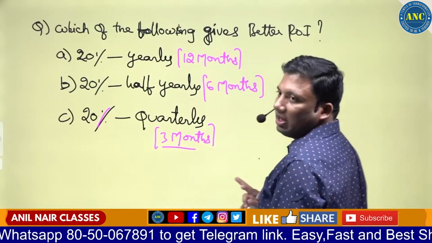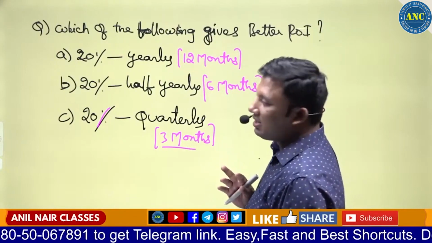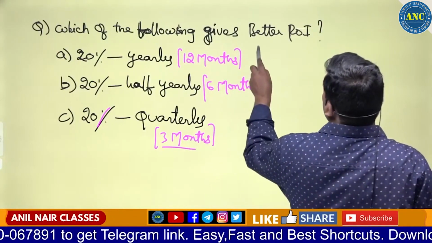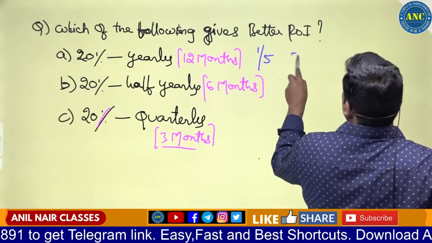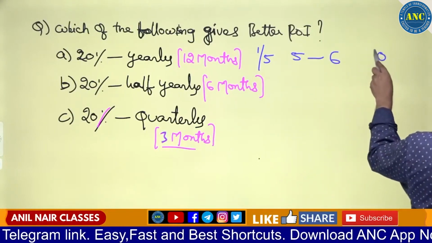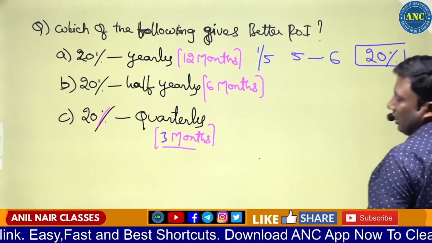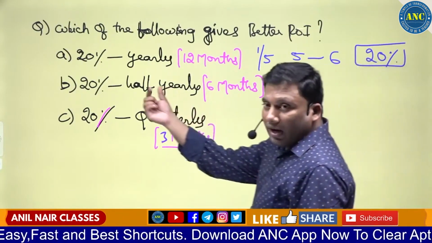Very, very easy. Most of the students will think it is a difficult question, but actually it's an easy question. 20% is 1 by 5. On 5, 1 increase makes 6. So after 1 year, the effective rate of interest per entire year is 20.